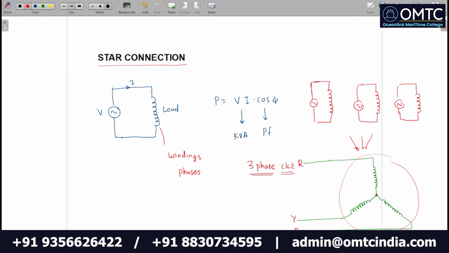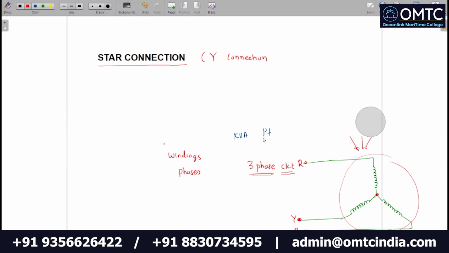Okay, so in the load, these three windings are connected in such a way that they form star connection. It is also called a Y connection. Now there is a reduction of three wires here. Instead of taking 6 wires, we can have only 3 connections here. This is called a star connected three phase load.